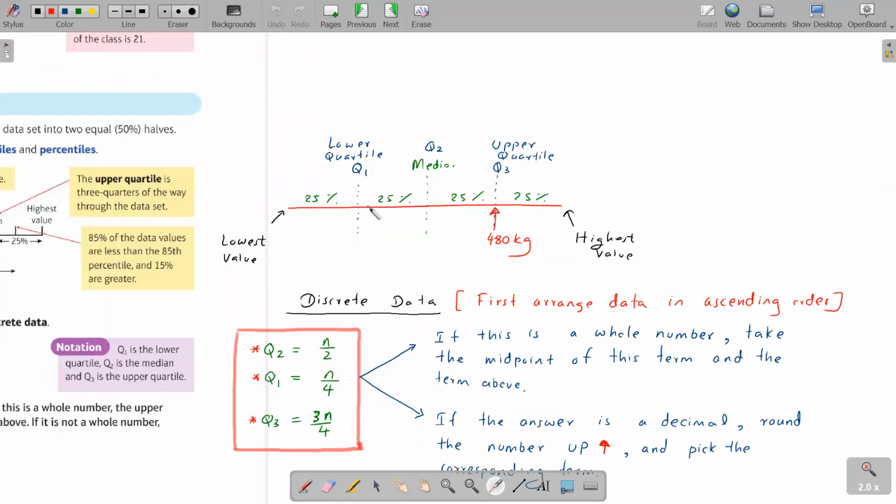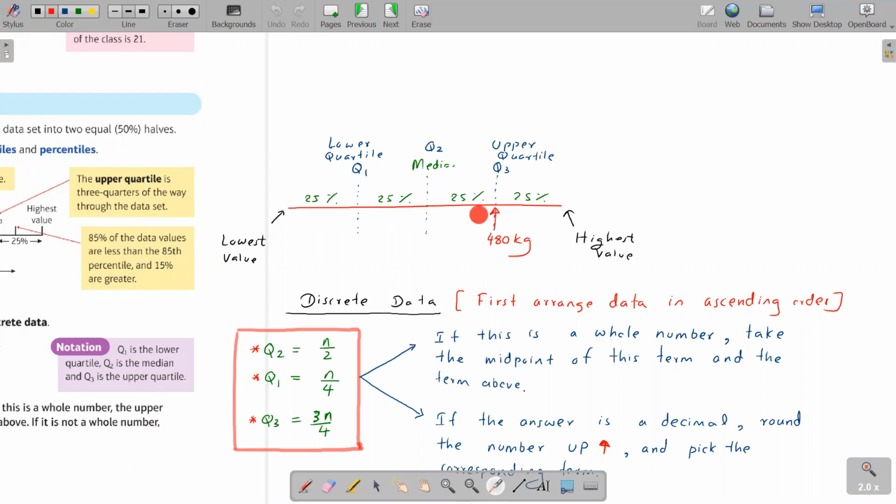So I have shown you this diagram. You can see the upper quartile Q3. The upper quartile Q3 covers 75% of the data. So 75% of the data values are below the upper quartile, and 25% of the data values are above the upper quartile. So this 480 kilogram weight is the upper quartile value, which means what?